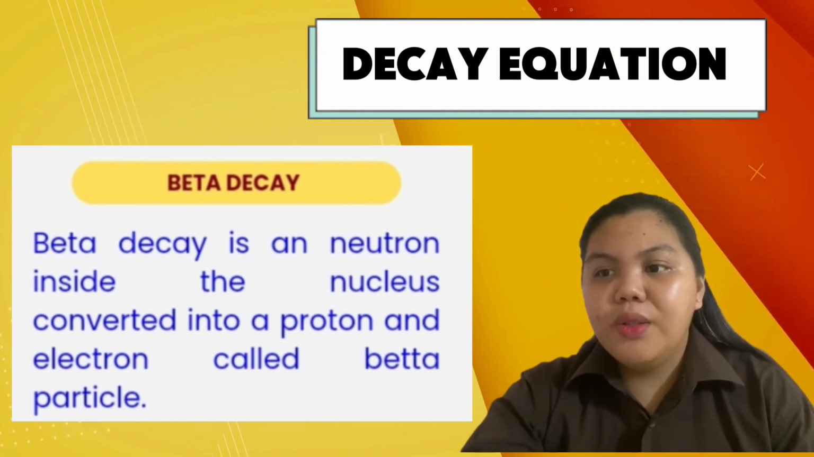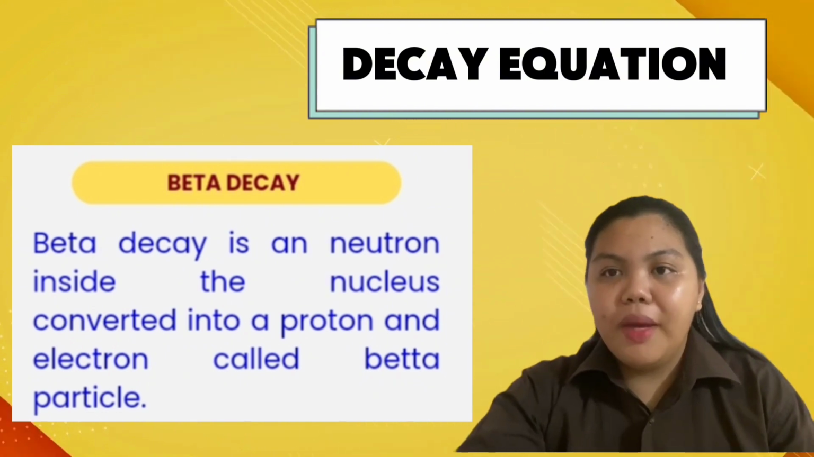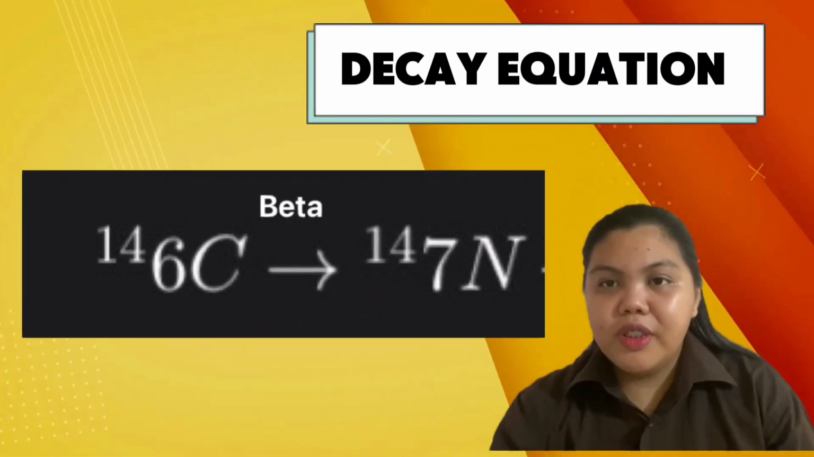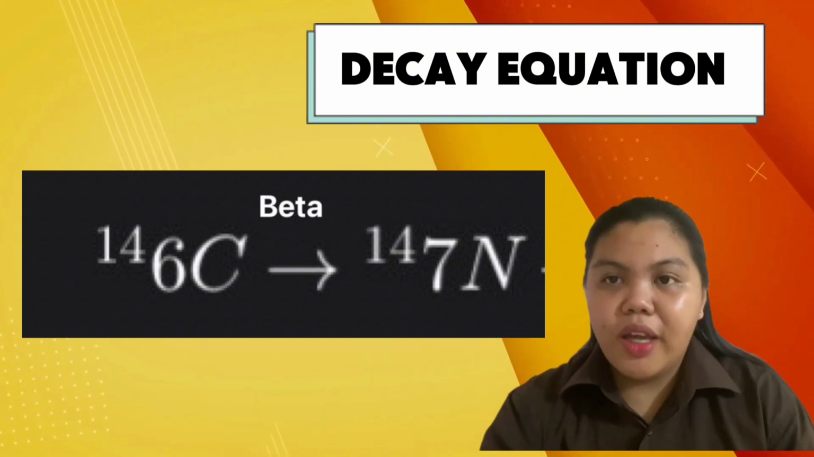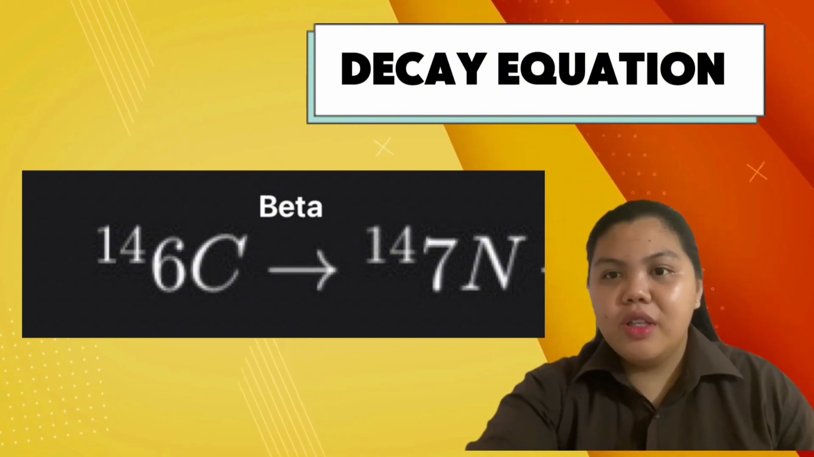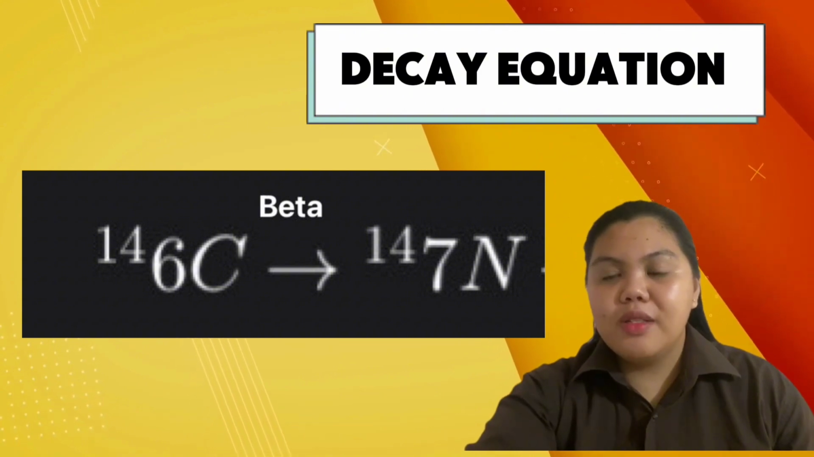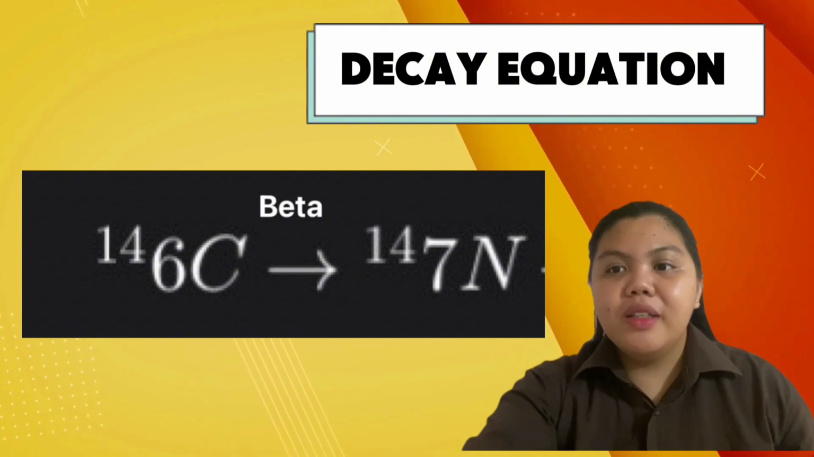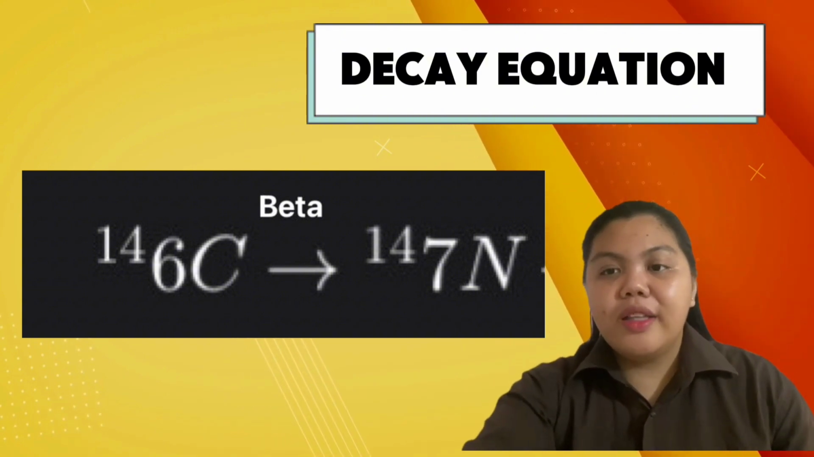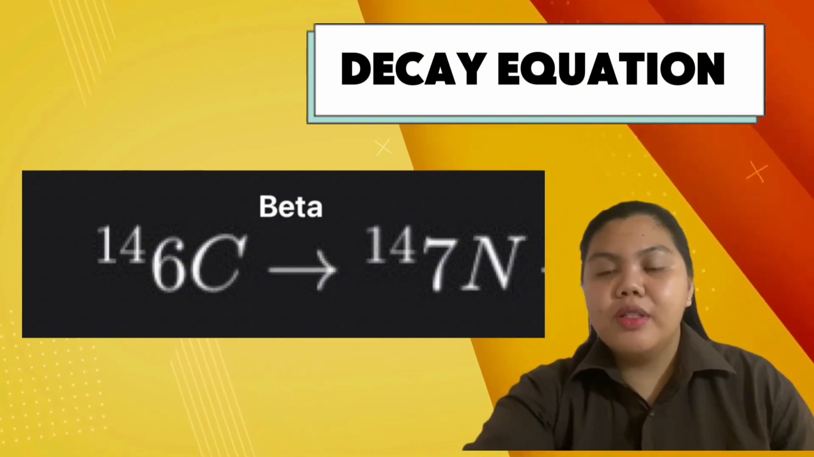Next is beta decay. In beta decay, a neutron inside the nucleus is converted into a proton and an electron called a beta particle. An example is carbon-14 decaying into nitrogen-14. This explains that carbon-14, commonly used in carbon dating, has a half-life of about 5,730 years. By applying the decay equation, we can calculate how much carbon-14 remains in an archaeological sample after a certain period.